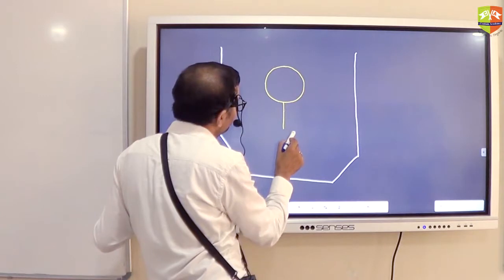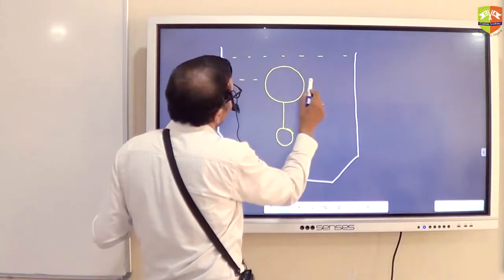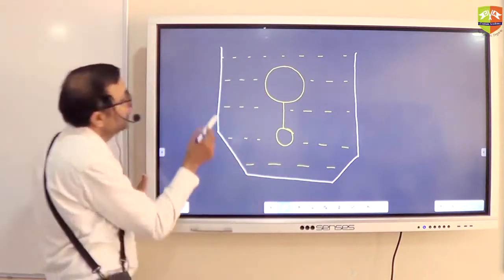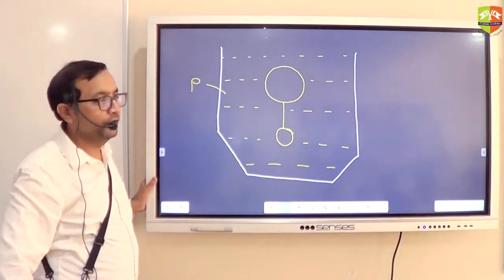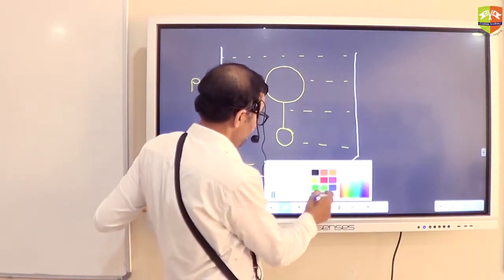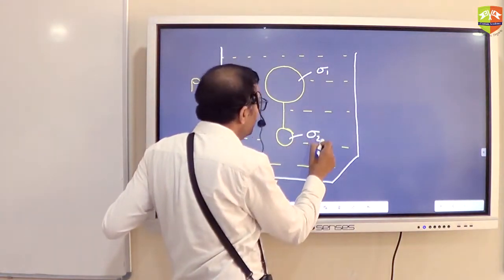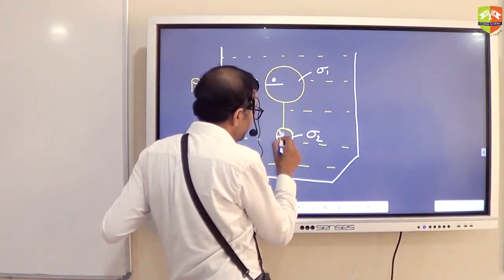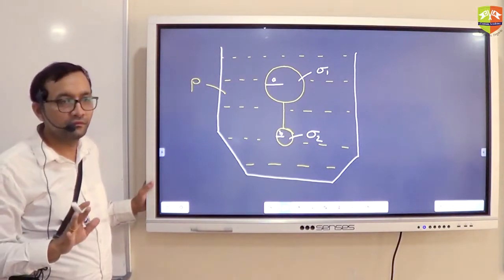Suppose this is a scenario. The density of the fluid is rho. Density of this is rho. The density of this object is sigma 1. Density of that object is sigma 2. The radius of this is A. Radius of that is B. Okay. Fine.